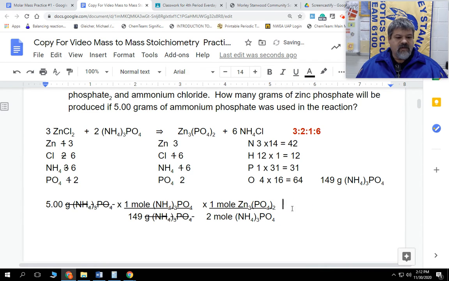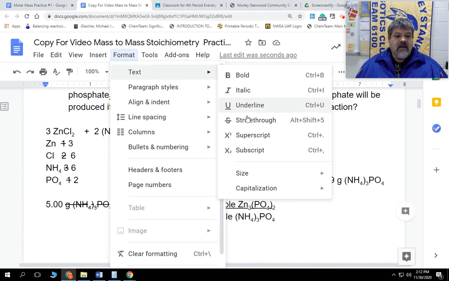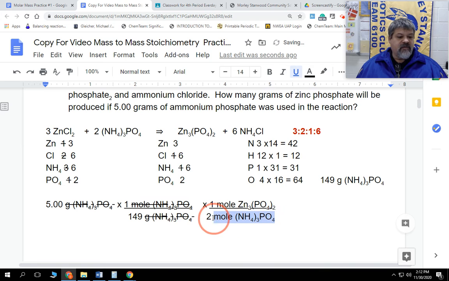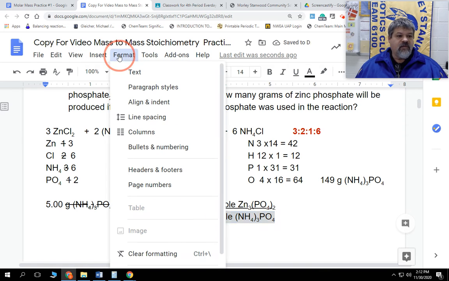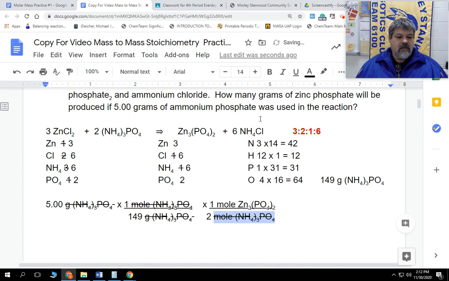So now once we get to this point, we can get rid of our moles of ammonium phosphate on each side. So we're going to go ahead and strike that through. As always, we need to make sure we get rid of everything that we can get rid of so we don't have to worry about it at the end. Okay.